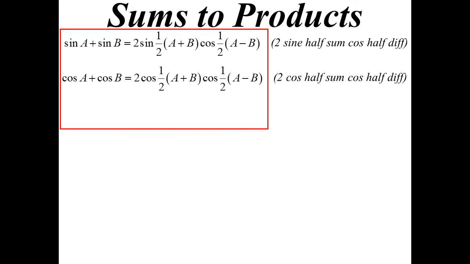Alright. If we're adding the two coses together, then look what we get. 2 cos half sum cos half diff. So notice they both end in cos half diff. They start with whichever one we're looking at. So sine or cosine has 2 times in each of these.